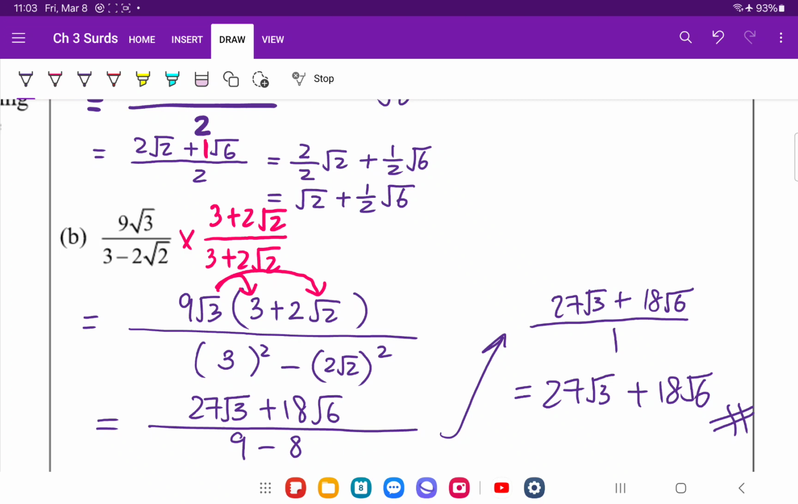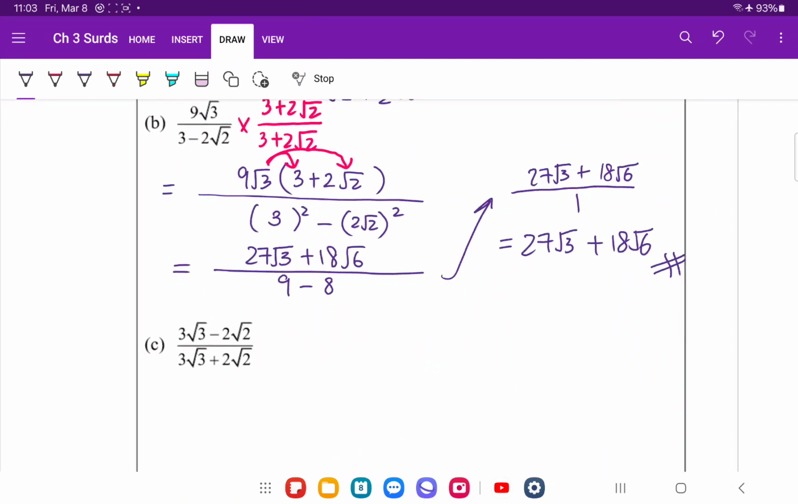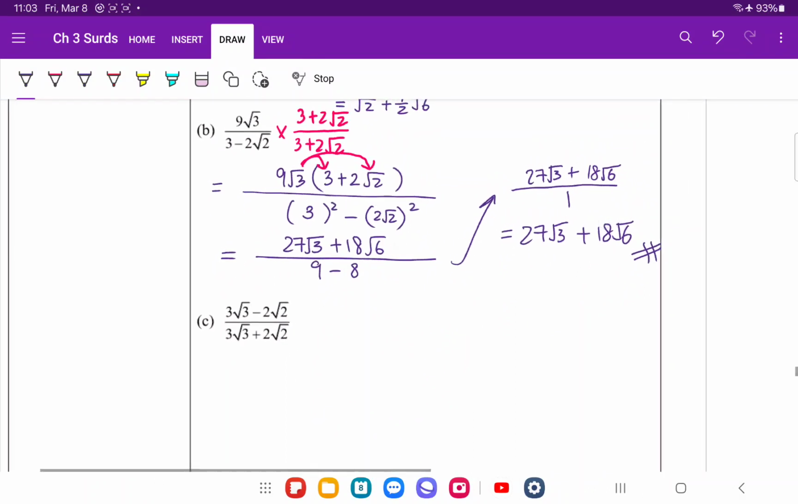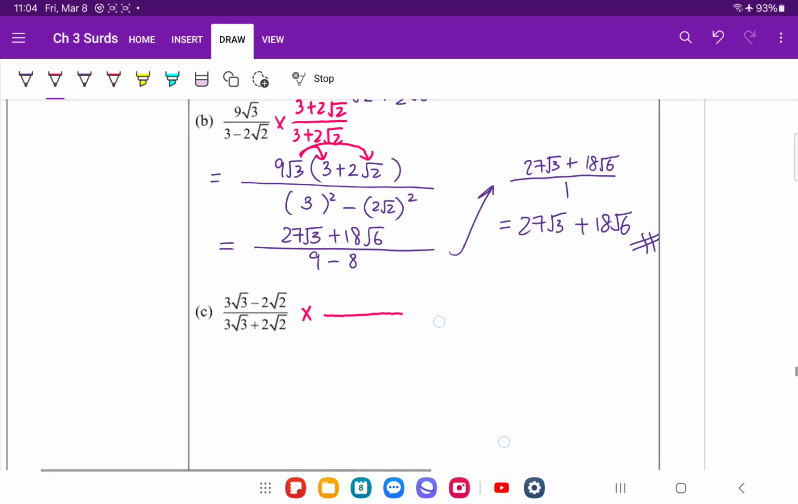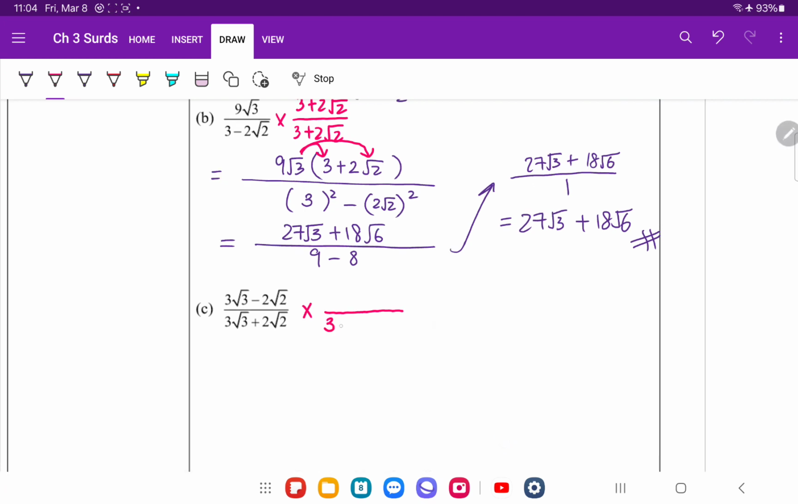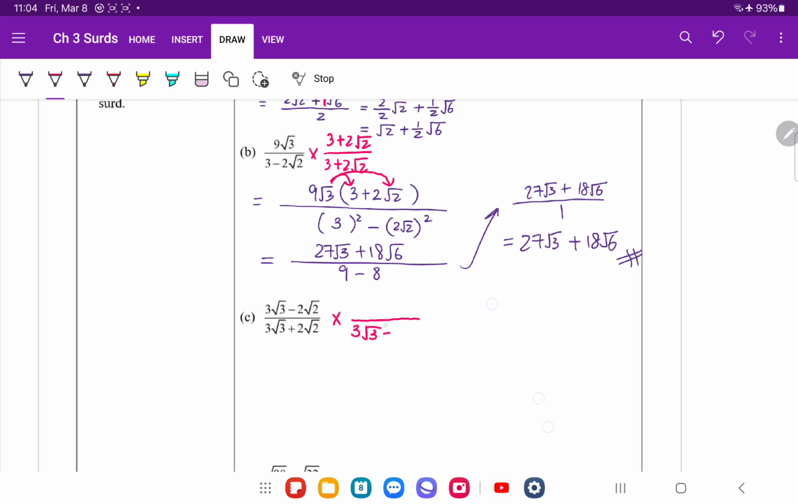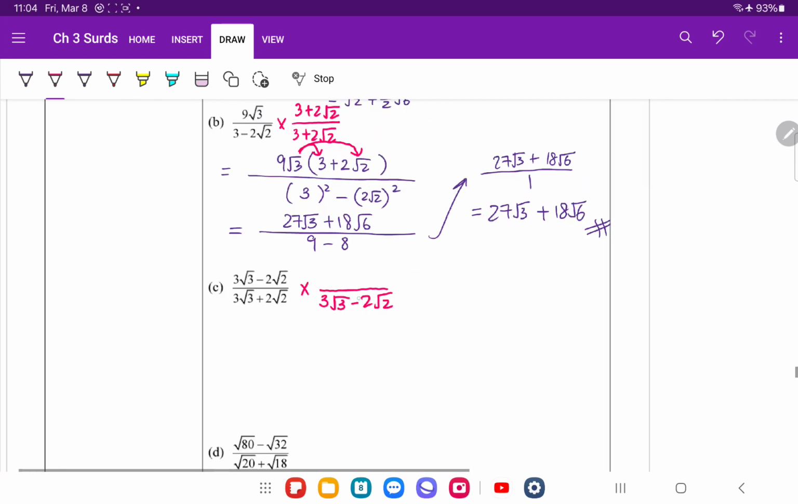Okay? So this is question B. Let's go and do question C. Looks like some of you need a bit more guidance, so I will show question C slowly. If you are faster, you just go on to the next page. Okay, Philip, give me the conjugate surd for part C. Minus 2 square root 2, okay? So 3 square root 3 minus 2 square root 2. Choose the correct conjugate surd.